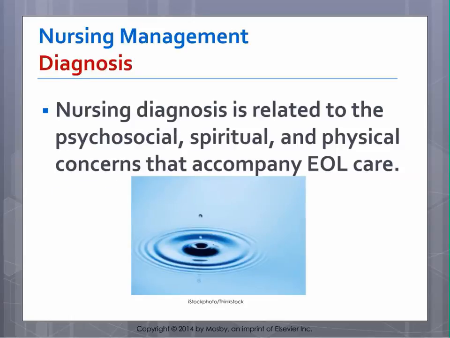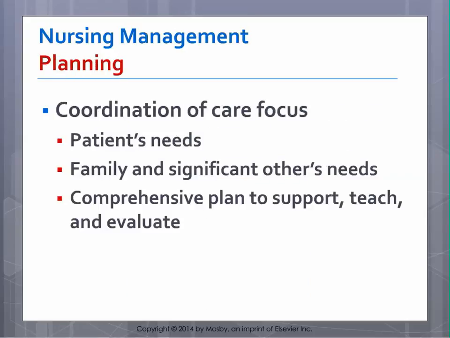The nursing diagnosis is related to the psychosocial, spiritual, and physical concerns that accompany end-of-life care. Nursing management planning should focus on the coordination of care, the patient's needs, family and significant others' needs, and a comprehensive plan to support, teach, and evaluate. A family conference may be helpful.